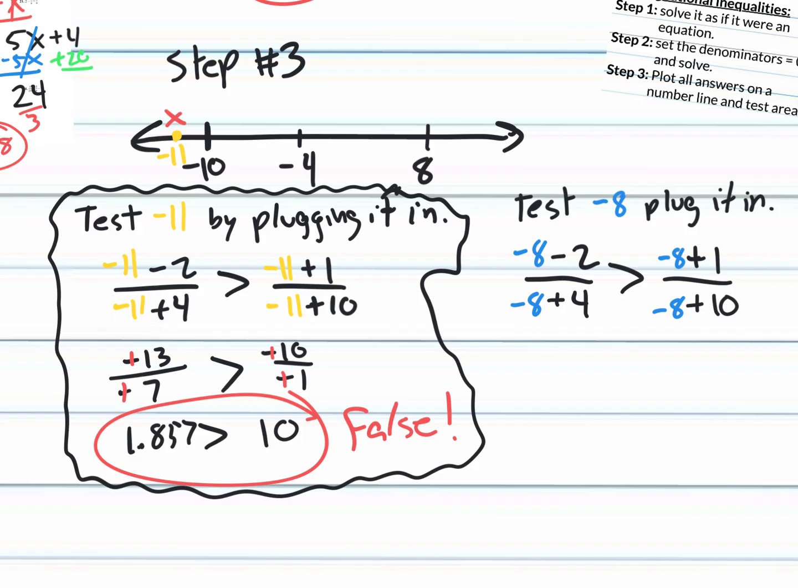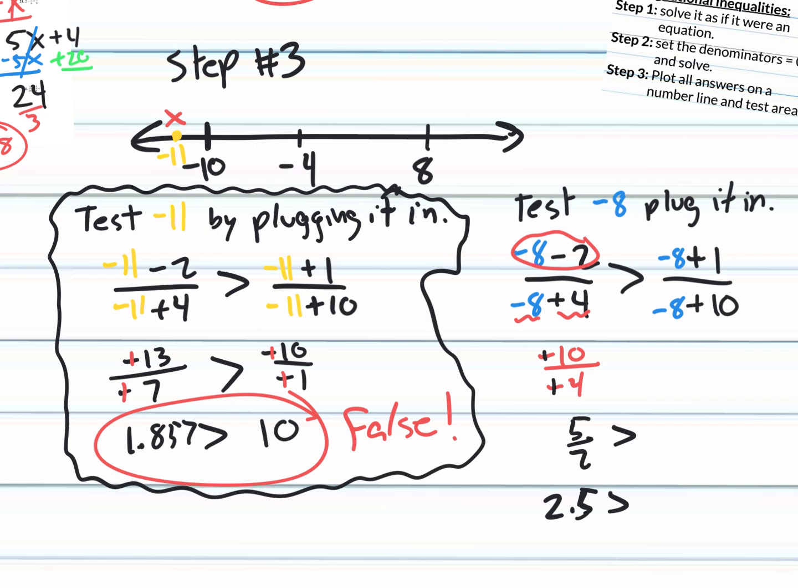So when we do this, up on top, negative 8 minus 2, that's negative 10. And down here, negative 8 plus 4, that's negative 4. A negative divided by a negative is a positive. 10 over 4 reduces down to 5 over 2. And everybody knows that half of $5 is $2.50. So you could leave it as 2.5. And let's see if that's greater than the other side.